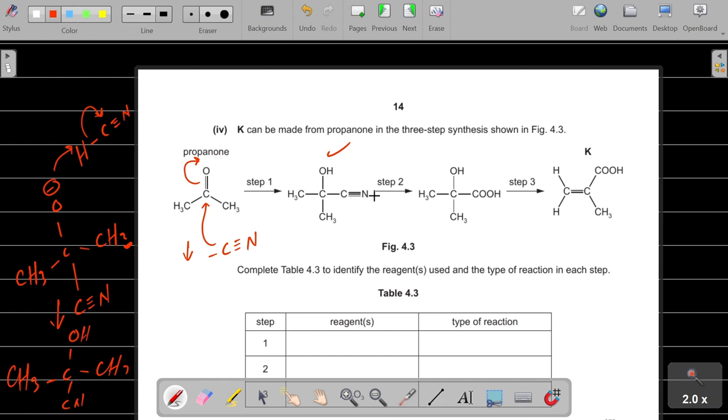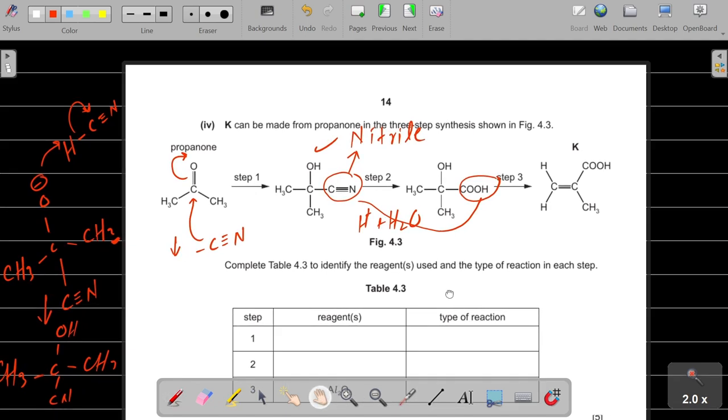Now we have step 2. When this nitrile group undergoes hydrolysis, we get this carboxylic acid. It is actually H positive plus water, acidic hydrolysis of the nitrile group. This group is called the nitrile group. Okay, and the rest of the molecule is the same. And here you can see a double bond. Okay, so how to write this double bond?